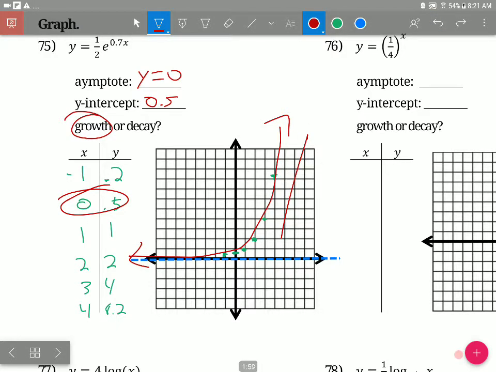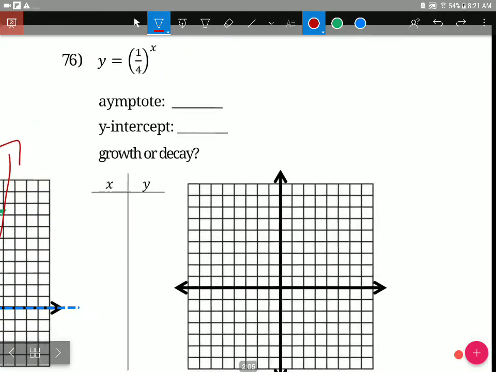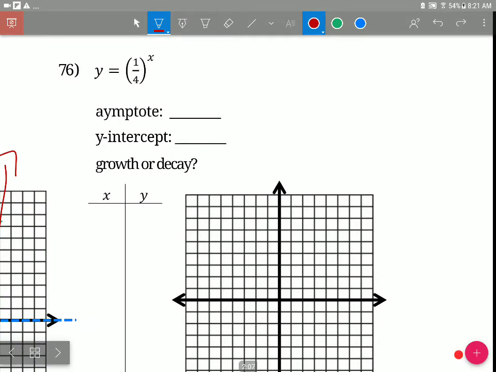All right, the next one, same idea. If you don't know how to put this in the calculator, you have a problem. So we're going to go y equals (1/4) to the power of x. Put the parentheses in there. There is nothing added or subtracted, so your asymptote is still at y equals 0. Your y-intercept, there's nothing multiplied, so it's going to be a 1, because there's an understood 1 right there.